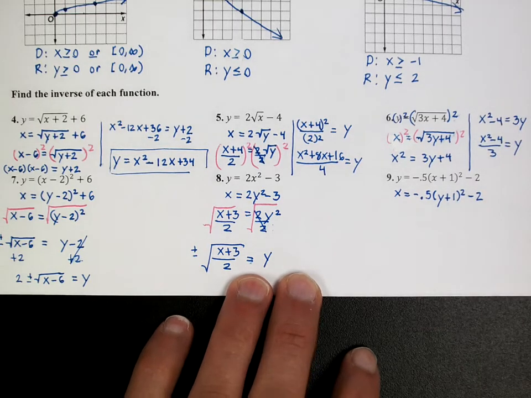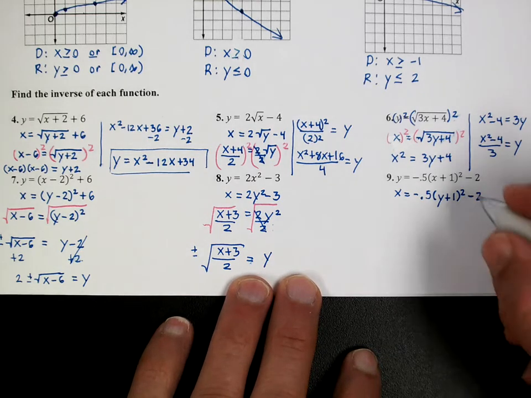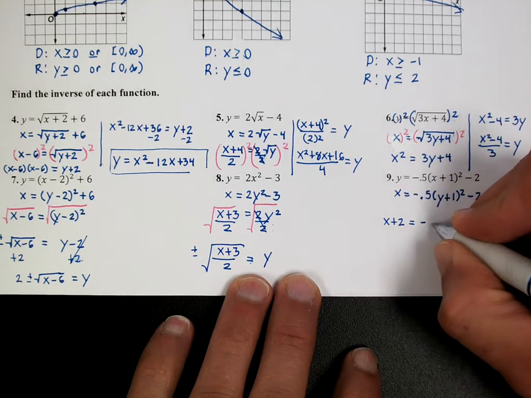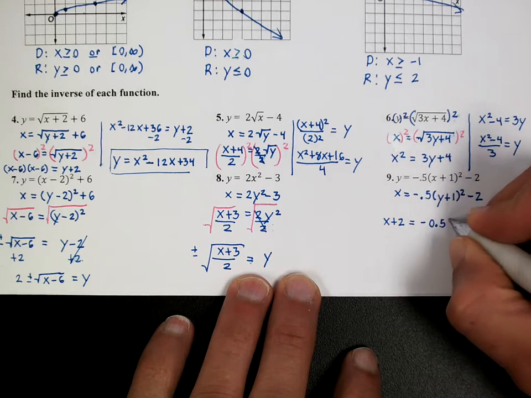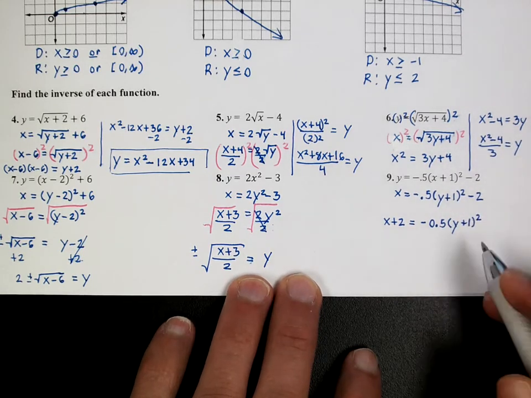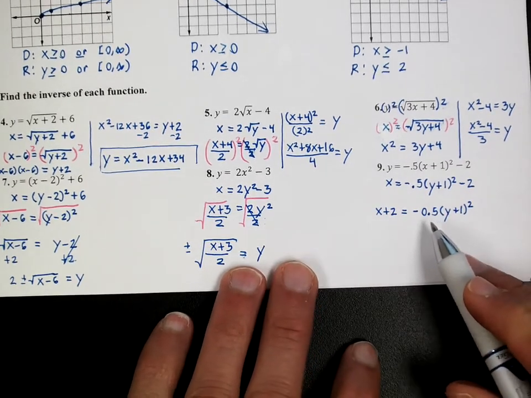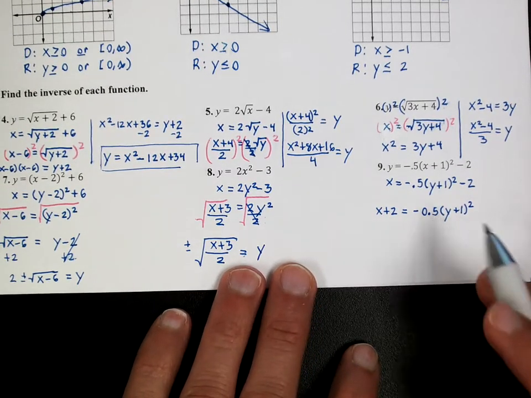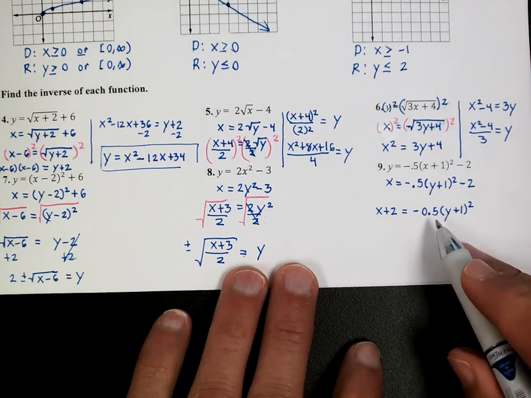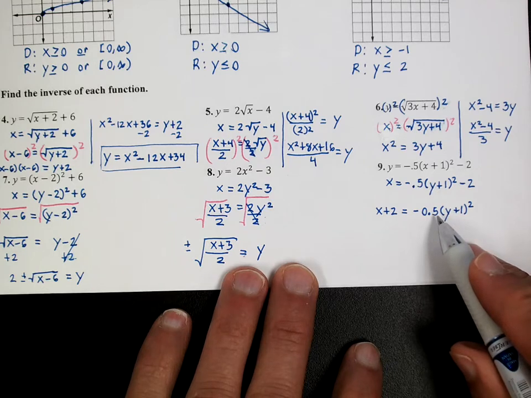Alright, so now I want to isolate the square term. We're going to start off by adding 2. So we have x plus 2 is equal to negative 0.5 times the squared term. Remember that negative 0.5 is actually the same thing as negative 1/2. So if you have a calculator, it's really not a big deal. You can divide both sides by negative 0.5. It'll give you the same thing.